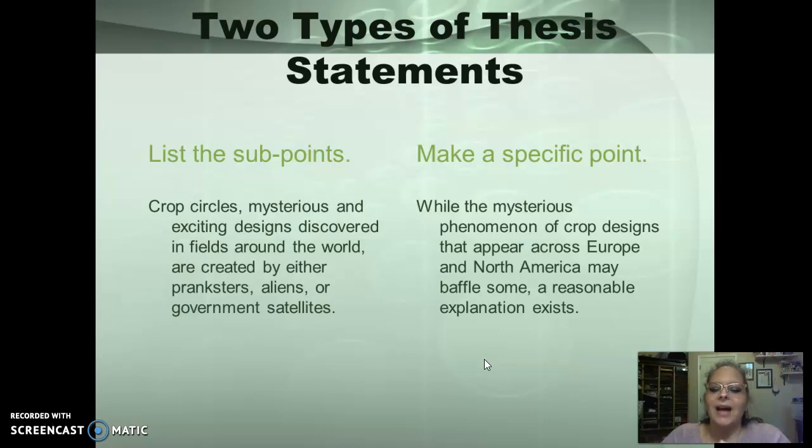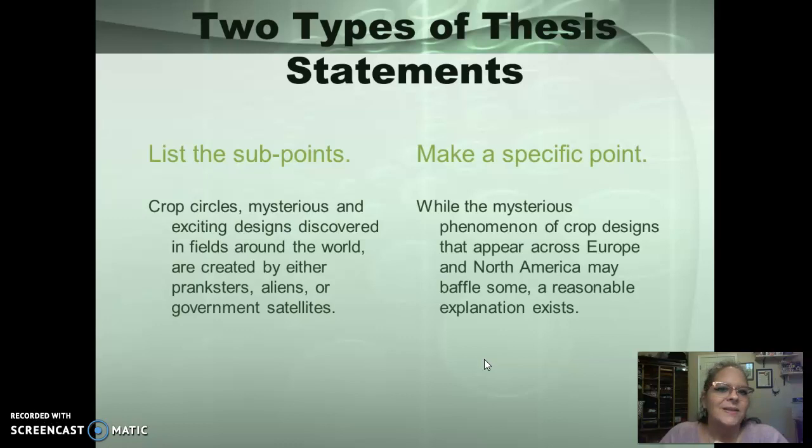So by reading this, I know pranksters is the first body paragraph, aliens is the middle one, and government satellites is the last. Notice the order I've put them in. You would think that aliens or government satellites would come first because it's most interesting, but you don't want to give away the most interesting. You want to build up to it. Do you want to go to a movie and have all the action happen up front and then the rest is just people sitting around talking? No, you want it to build on interest. So make your most interesting point your last point so your reader wants to keep reading.